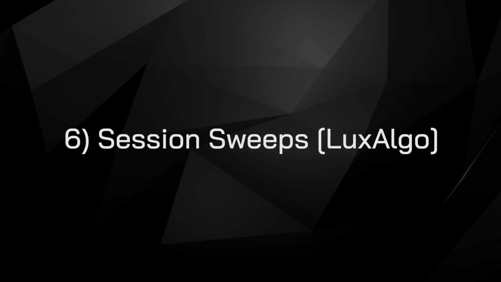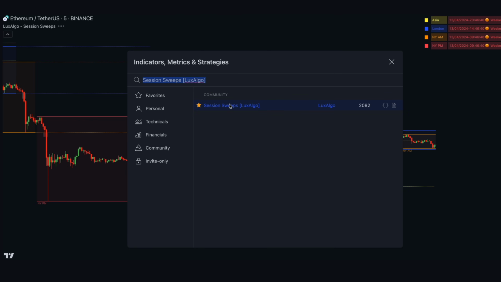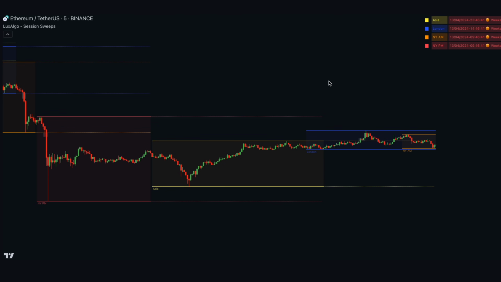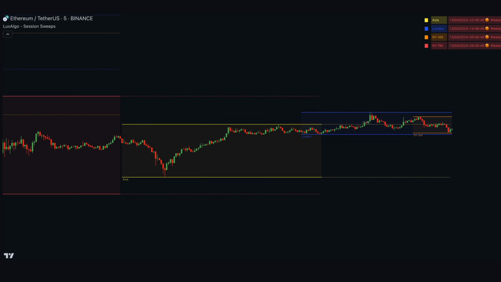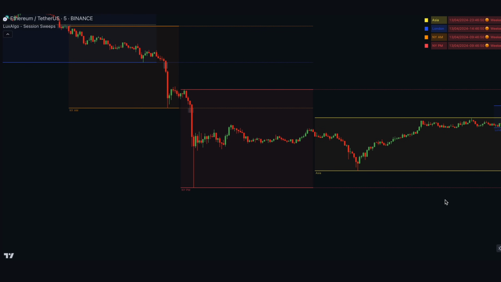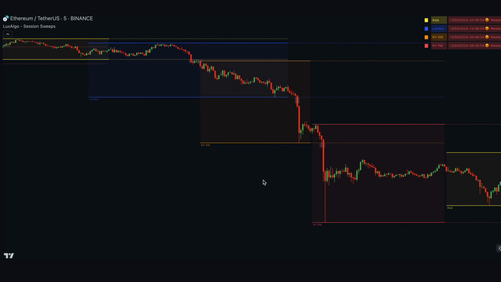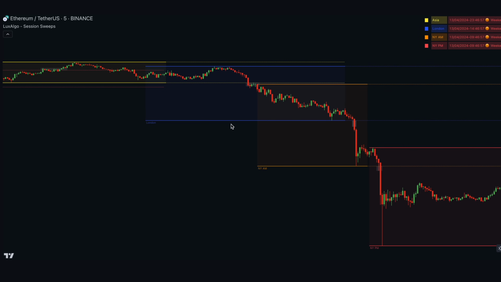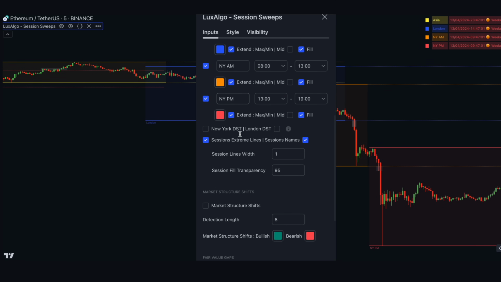6th in my ranking is a super powerful indicator called Session Sweeps by Lux Algo. This is an absolute must in your collection. The Session Sweeps indicator is an innovative tool that combines ICT-based features for a complete trading methodology involving market sessions, market structure, and fair value gaps to find optimal entry conditions for trading price action.